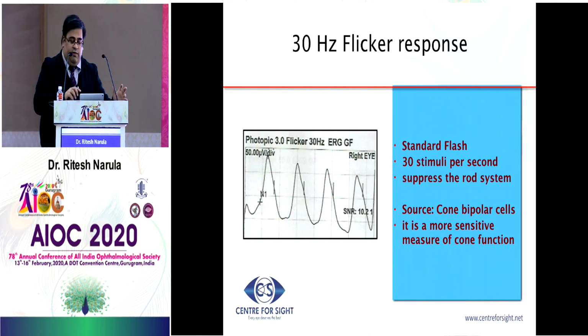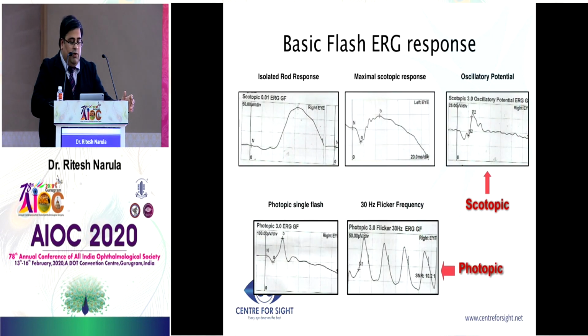So this is how the 5 tests are done, and this is how a typical ERG printout will come to you, where you will have a low flash, a maximal flash, an oscillatory recording, a photopic single flash, and a flicker recording, which will each of them tell. This will tell you B wave of a rod photoreceptor, A wave, the A wave of a cone, and a B wave of a cone.